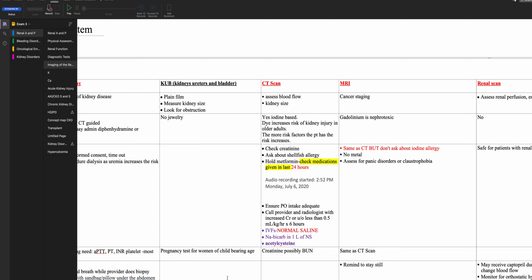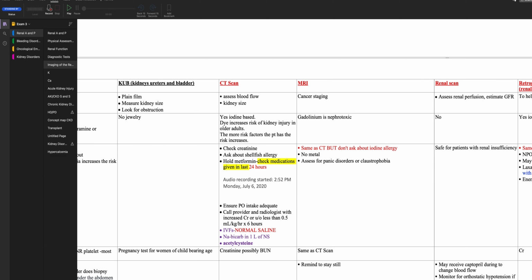Okay, KUB, just remember no jewelry and check for pregnancy. And they could do this to look for obstructions, like if somebody has renal calculi or some structural problem. CAT scan. Now, with CAT scan, they can do this to check the blood flow, check the kidney size. But CAT scan is iodine based.